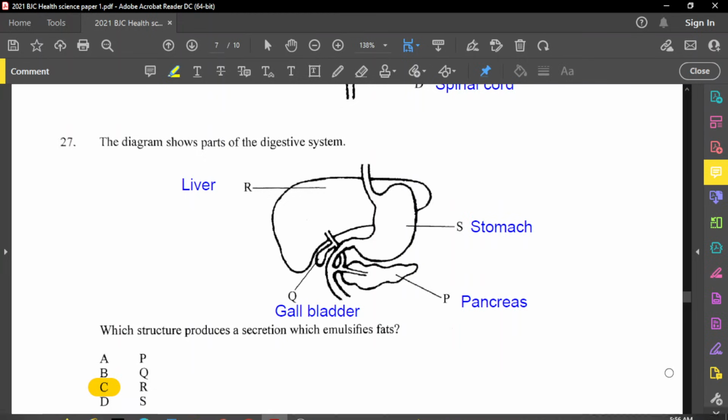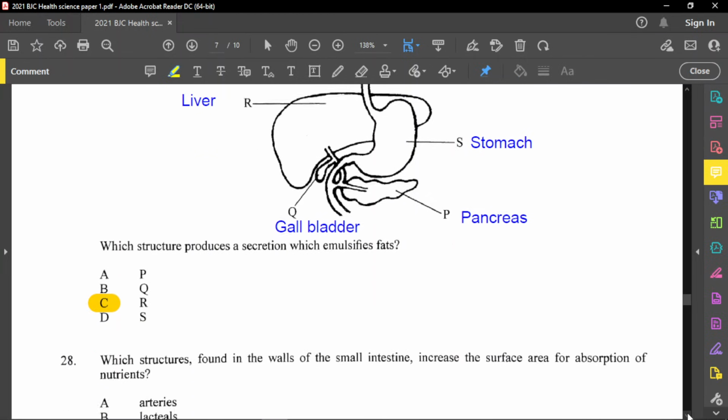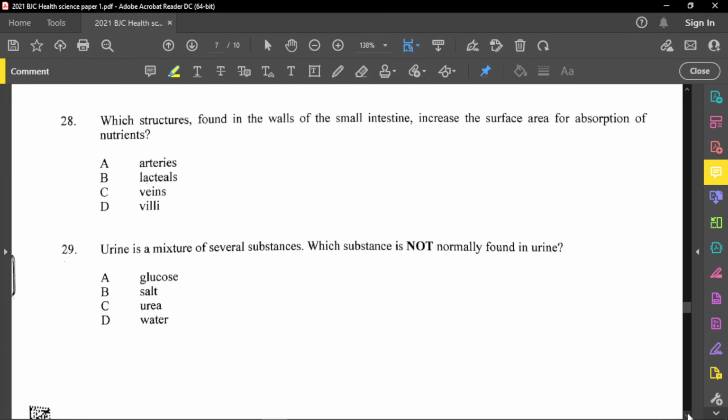So let's jump down to some other questions. Question number 28 said, which structures found in the walls of the small intestine increase the surface area for absorption of nutrients? In the small intestine, we have a lot of small finger-like projections that are needed for absorption. We call these villi. So in the lungs we have alveoli, but in the small intestine we have villi.